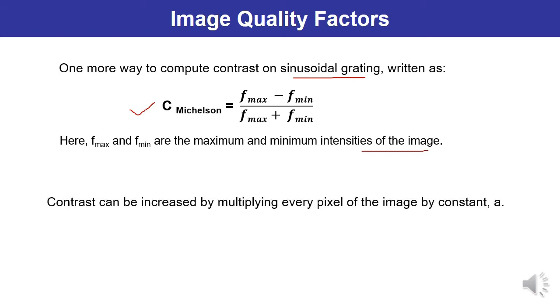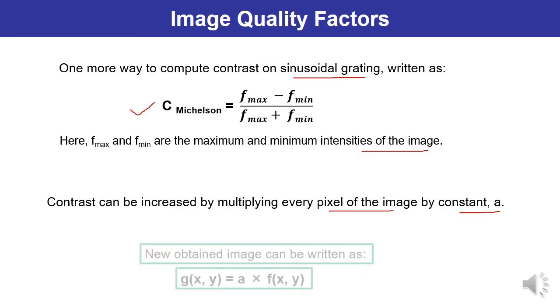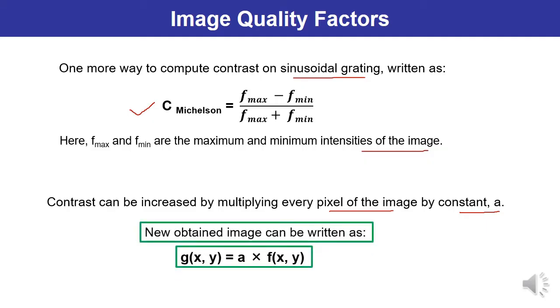Contrast can be increased by multiplying every pixel of the image by a constant A. Like, if f(x,y) is the given image, input image is f(x,y), then output image or the new image can be calculated by multiplying the input image f(x,y) with a factor A. So here g(x,y) is the new image. So this is how the contrast can be increased.